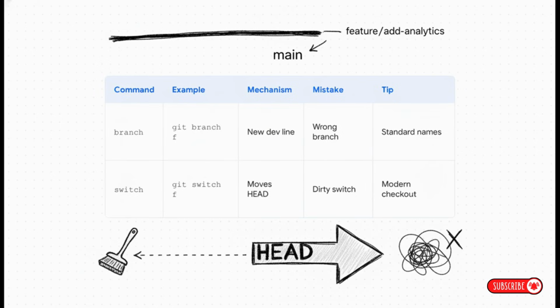To actually move over there, we need git switch. Running git switch feature/add-analytics moves your internal HEAD pointer to the new branch. Just don't switch with uncommitted, dirty files. Always make sure your working directory is clean. Oh, and by the way, switch replaces the older checkout command you might have seen online.